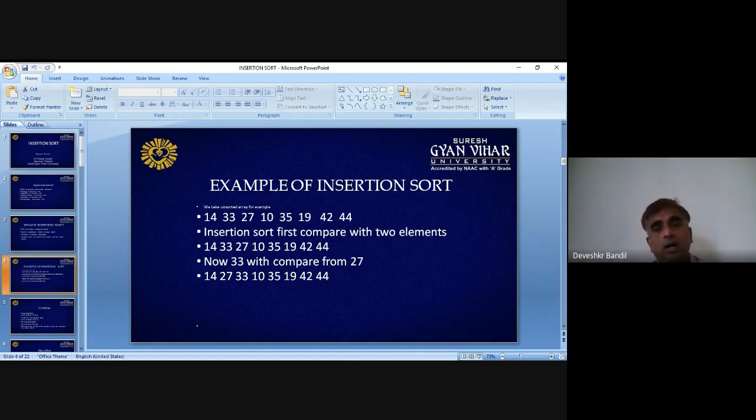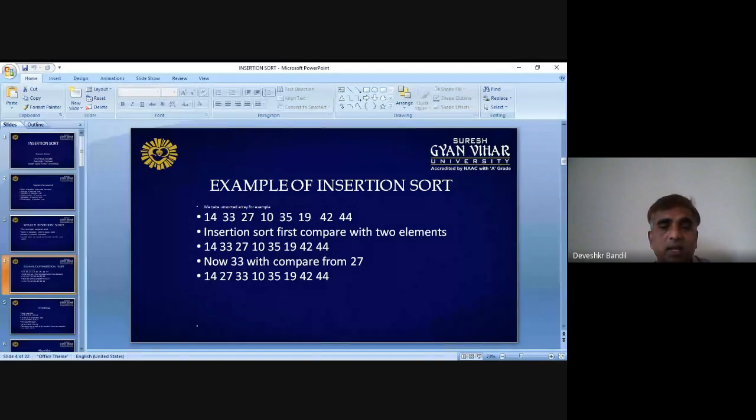So your array is 14, 33, 27, 10, 35, 19, 42, and 44. Okay. So first of all, you will insert all the elements in your array, and after that you will compare the first two elements.